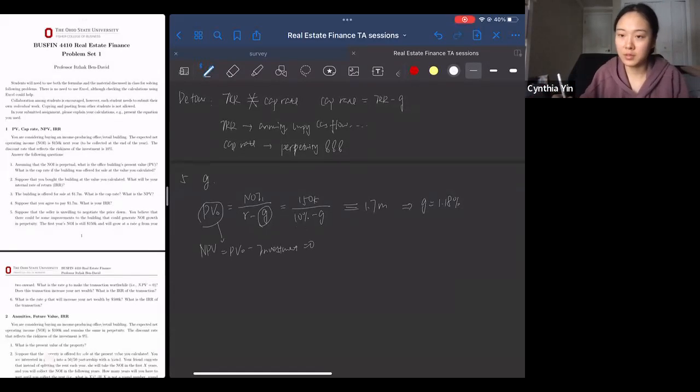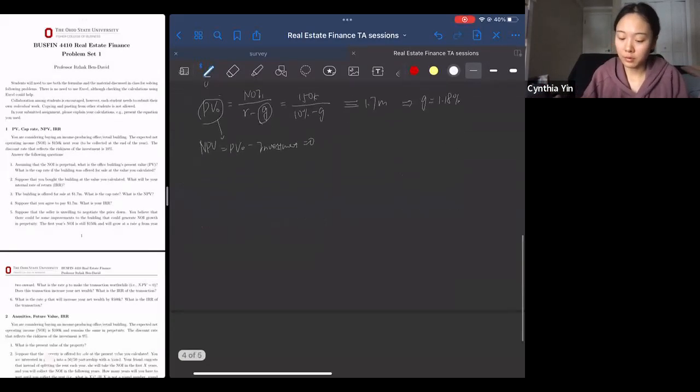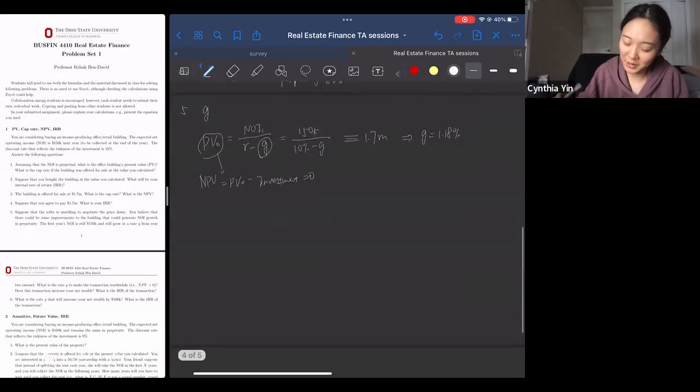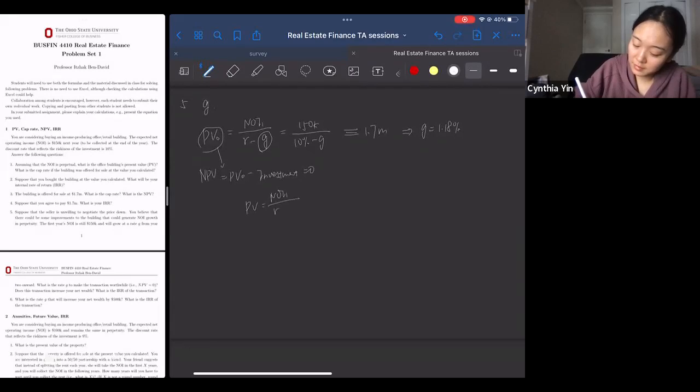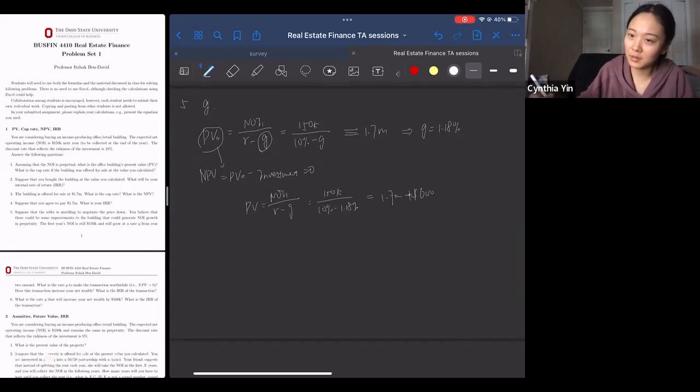So the NPV should just be 0, which means it doesn't increase your wealth. Some of you in the calculation did some very cute thing. You said, because we got a growth rate, we know the PV is just NOI 1 divided by R minus G, which is 150K divided by 10% minus 1.18%, and it will become like 1.7 million plus some like $600 or something. This is higher than 1.7 million. So it's a good deal.